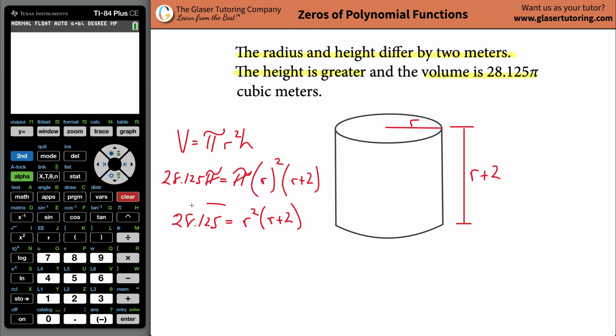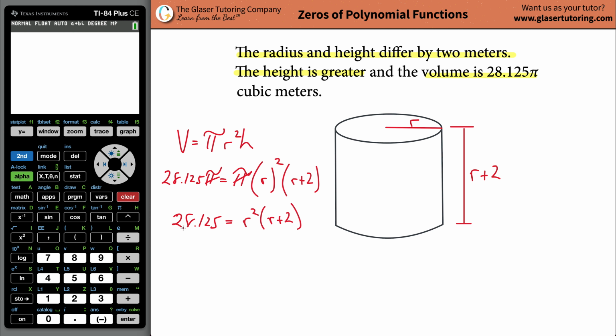Now, if you don't have a calculator to solve this, it becomes really challenging, and it's a long process. There are several ways you can do it. One way could be to use the rational zero theorem. If you're not sure how to apply that, just Google Glaser Tutoring and type in rational zero theorem, and a whole bunch of videos will come up. I'll walk you through how to do it, and you can apply it for this.